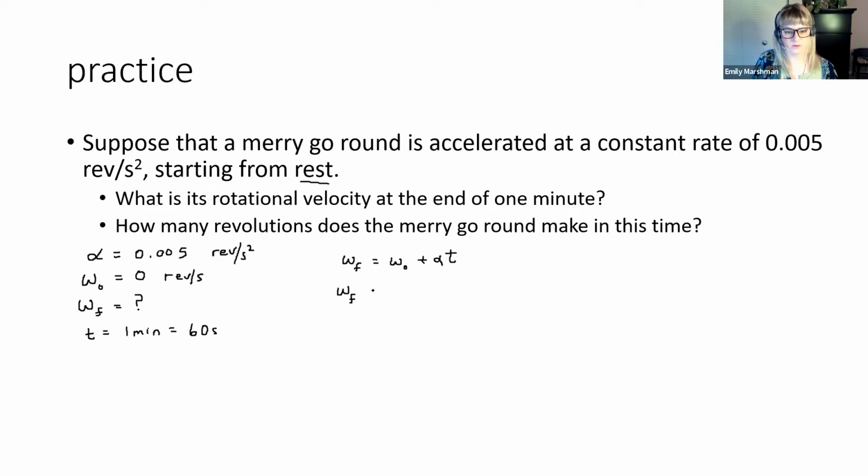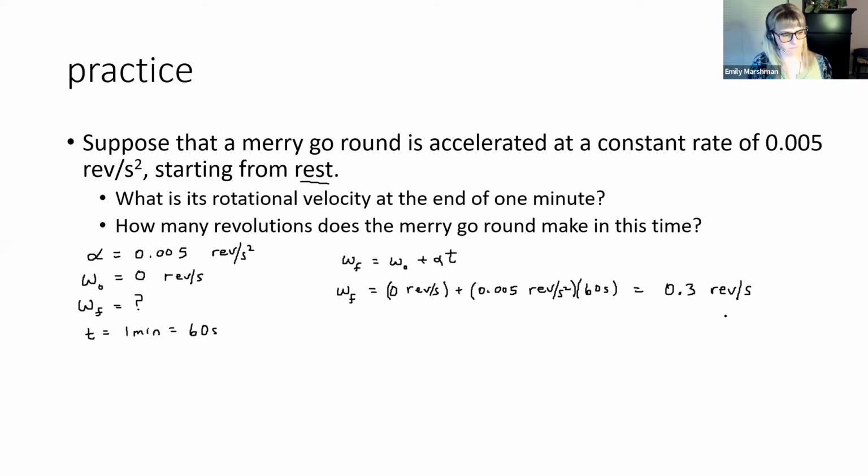We're trying to solve for the final rotational velocity. The initial is 0. The rotational acceleration is 0.005 revolutions per second squared, and the time is 60 seconds. So the final rotational velocity is 0.3 revolutions per second. So in 1 second, it goes about a third of the way around.